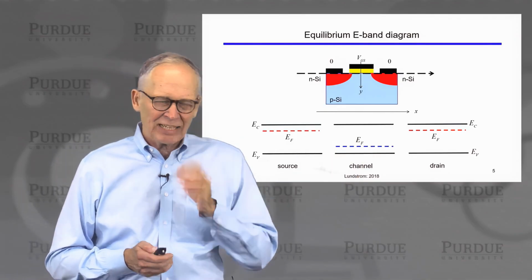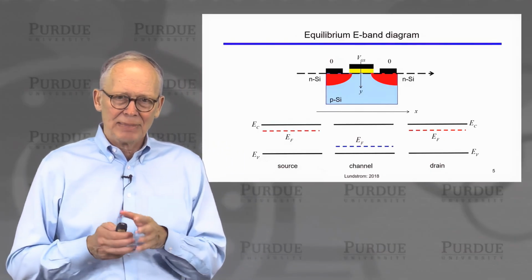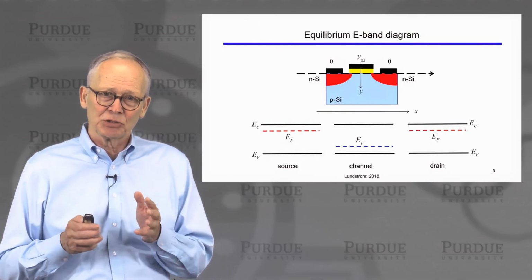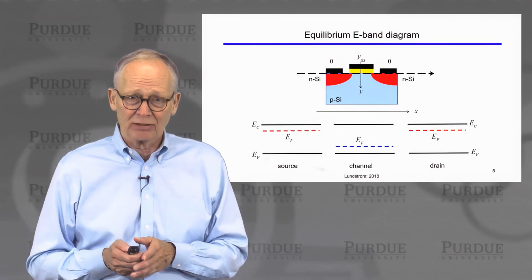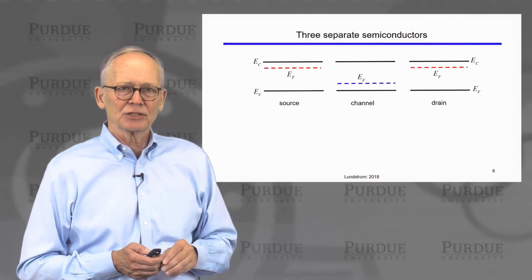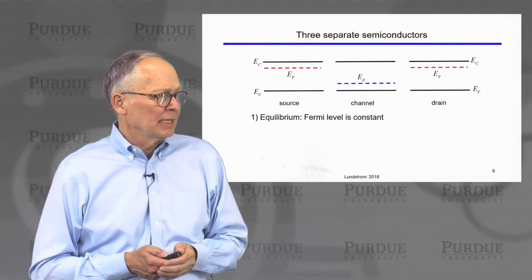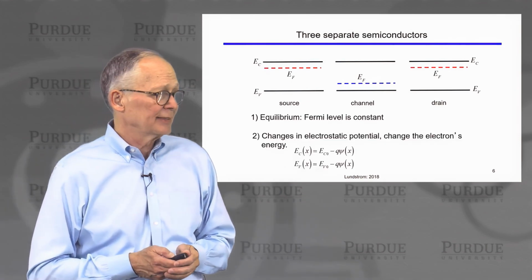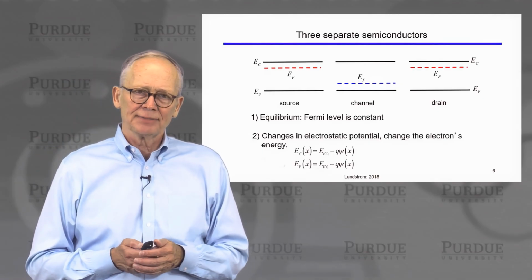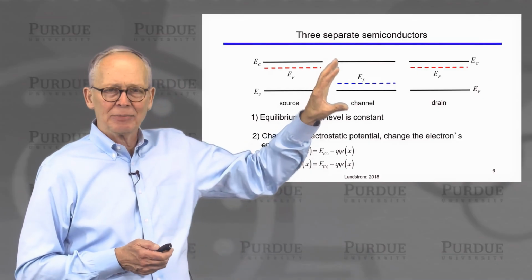Okay, now we're going to put these all together, and there's going to be transition regions, and bands are going to bend. But the Fermi level won't bend. The Fermi level will be constant because we're drawing an equilibrium energy band diagram, at least to begin with. Okay, so let's think. We have three separate semiconductors representing the source, the channel, and the drain. In equilibrium, we know the Fermi level is constant. And we know that electrostatic potential differences move the energy bands up and down. So we can see what has to happen here.